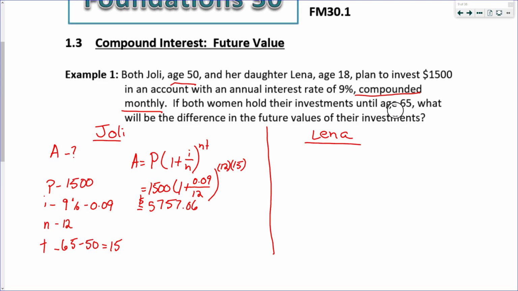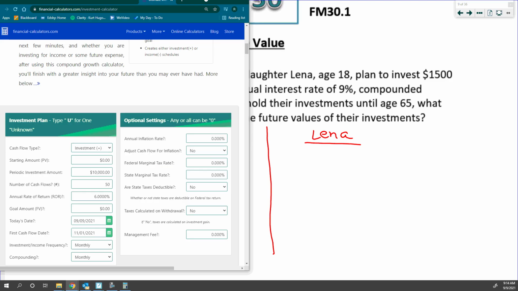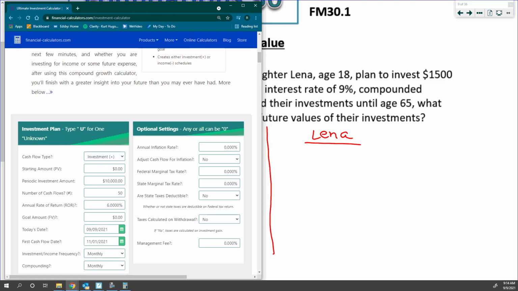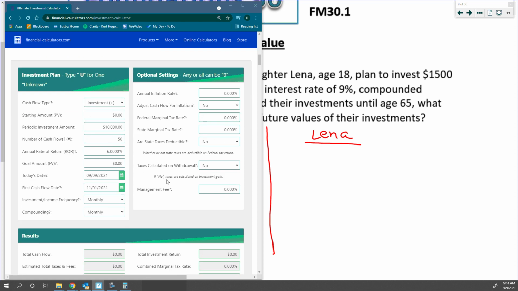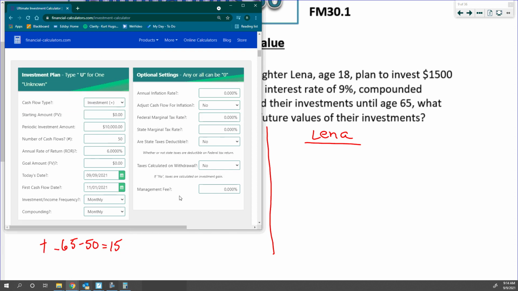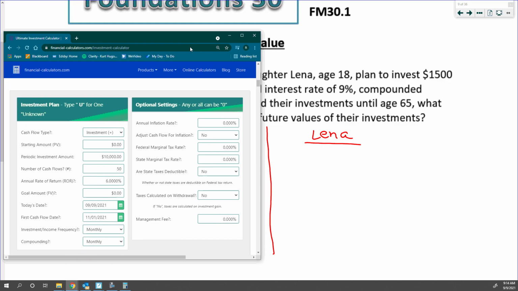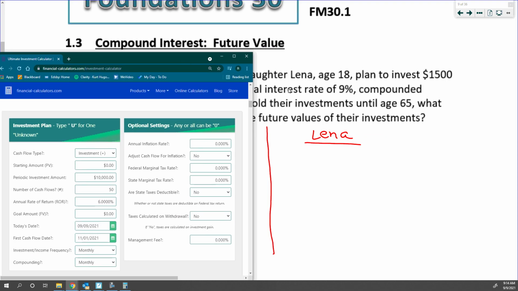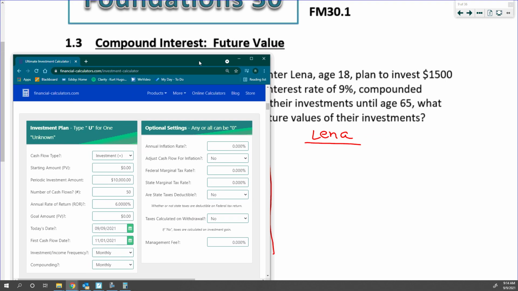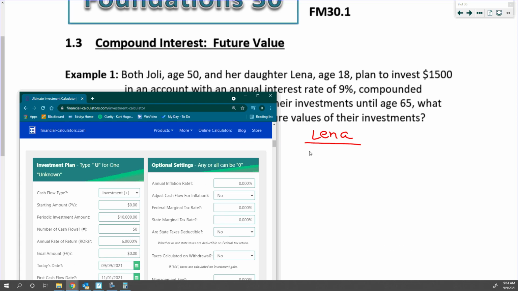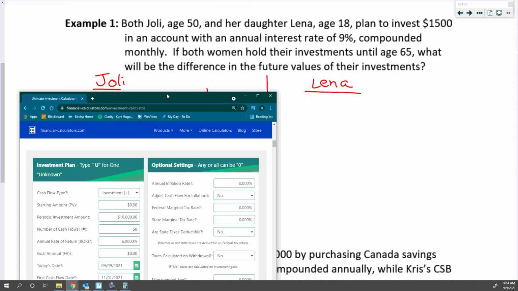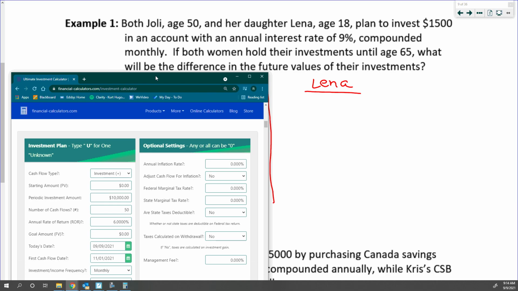Now for Lena, we are going to bring up our financial calculator. So here's the financial calculator. And just a reminder, this right side should say no and 0 for everything, and then all our work is going to be done on the left side. Okay. So let's see if I can get this all on the screen so I can read and type in at the same time. Yeah, pretty close. Okay.